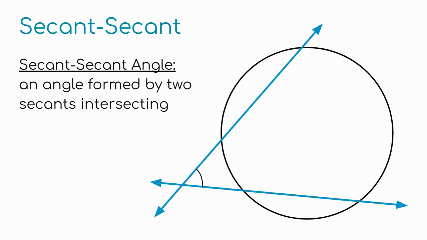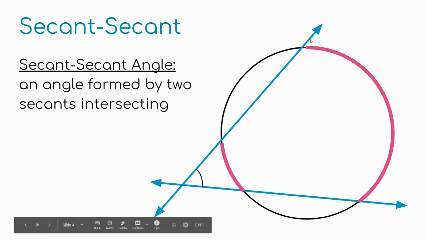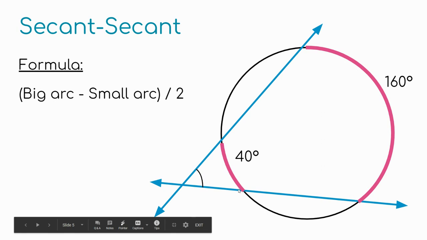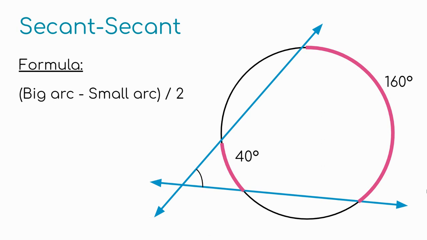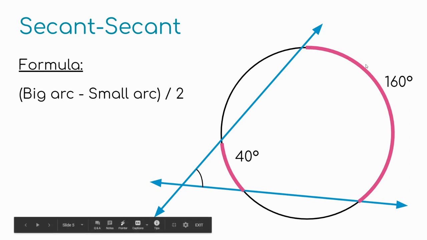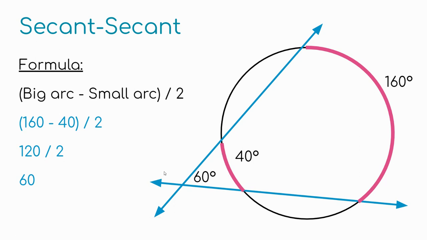Just like with intersecting chords, it's going to create two arcs. So we have this big arc, and we have this small arc. So what our formula is going to be, instead of adding the arcs together like we did for intersecting chords, we're going to subtract them. So we have this big arc minus this small arc, and then we're going to divide by 2. So what that would look like is 160 minus 40 divided by 2. So 120 divided by 2, this angle out here is going to be 60 degrees.